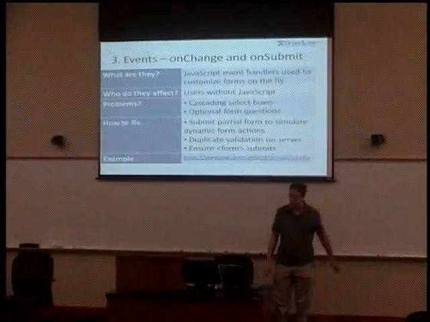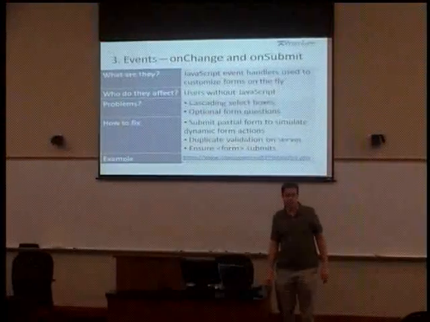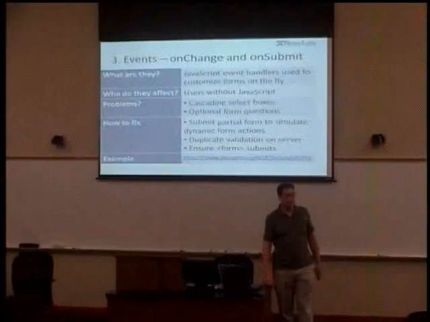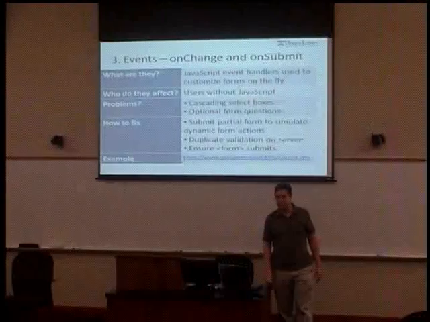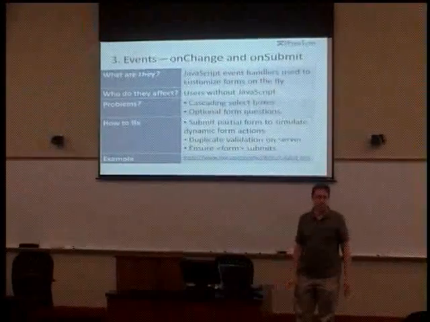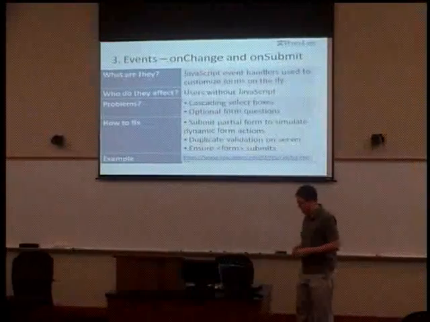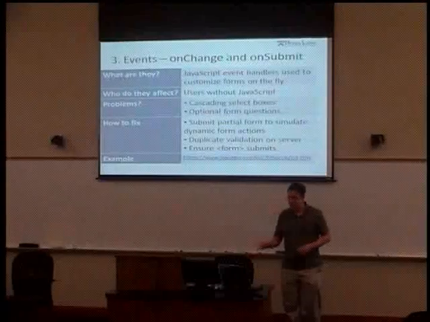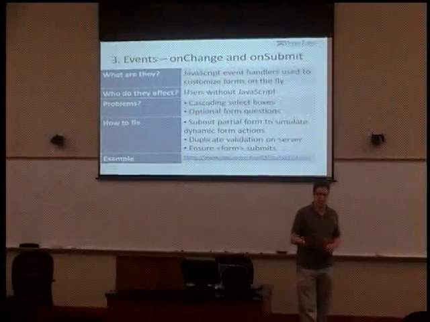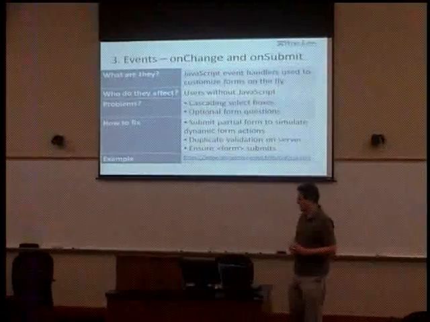The last set of events are the form events on change and on submit. These are used to customize forms on the fly, do things like cascading select boxes where you might select a term, and then once they've chosen the term, you populate another box of classes that are available. It's also for optional form questions. If you answer yes, you're going to get 5 additional questions on this form.